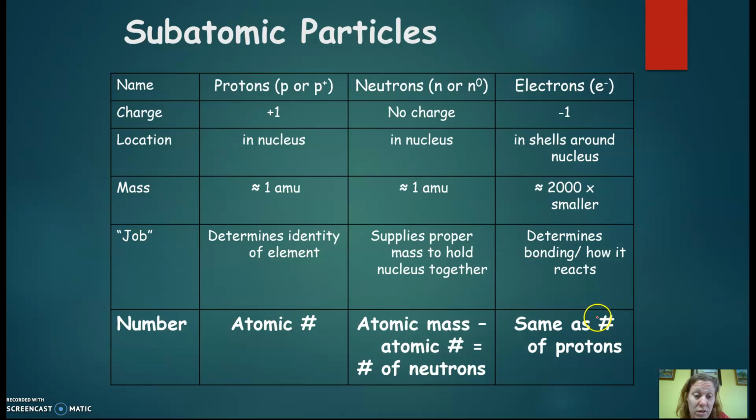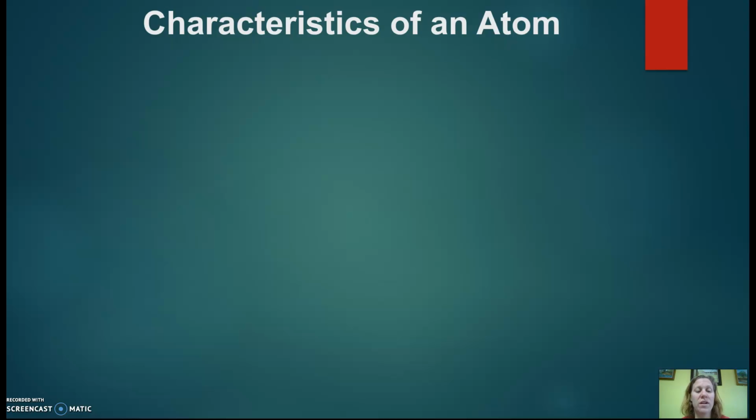Ions actually have to do with electrons, so that's technically not right anymore. Let's edit this. It's the same number of protons, same as the number of protons in atoms. But we're talking about ions, which is something different. Okay, so what is an atom?